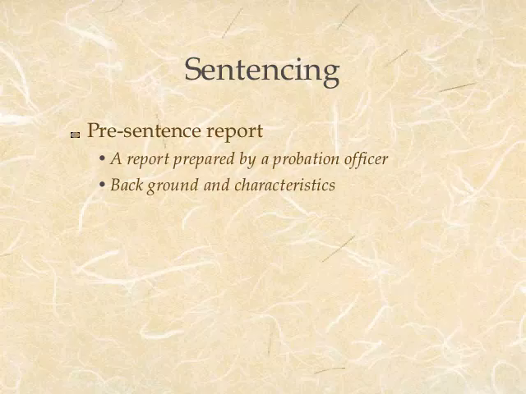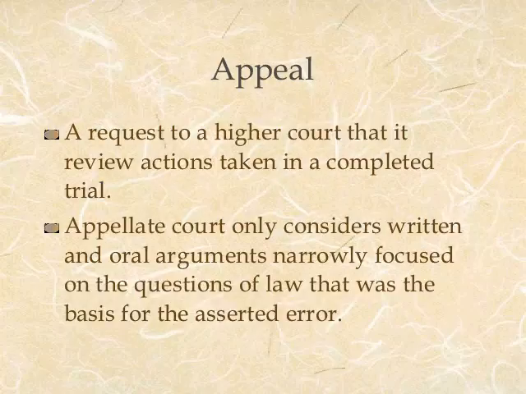Now, after the person's been found guilty, they're going to be sentenced, and what the judge does is they order a pre-sentence investigation done and prepared by a probation officer. They do a background and characteristics on the suspect. There's also a chance for appeal where after conviction the whole case can be sent to an appellate court to be reviewed to see if there's any errors.